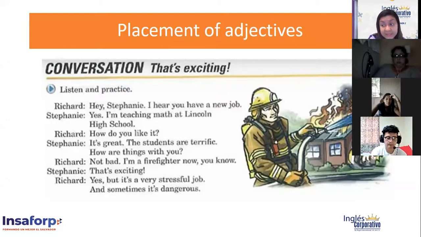And sometimes it's dangerous. Okay, so in this conversation, they are describing their jobs. Stephanie is a teacher, and she says that the students are terrific. Terrific means they are awesome, they are great. No significa terrible. Terrible is terrible, but terrific means they are very nice, okay? About the fireman, the firefighter, he says that it's a stressful job and sometimes it's dangerous. But Stephanie thinks that it's exciting.